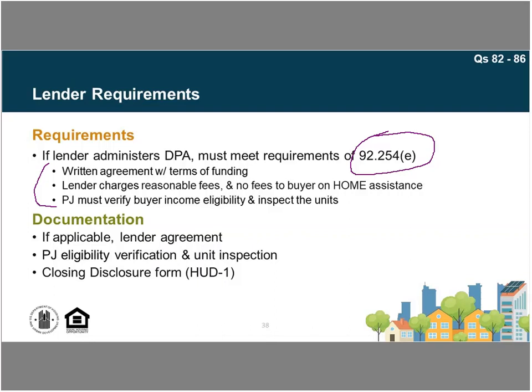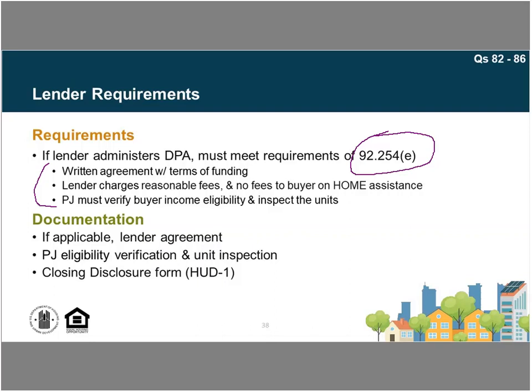And then we need to make sure that if the lender is running this assistance, that the PJ is verifying the buyer income eligibility. So that we're doing that whole income review. We're making sure we're using one of the two definitions of income. We're using source documentation, and we are inspecting the unit for compliance with home property standards. And we're doing this all prior to the lender providing assistance.